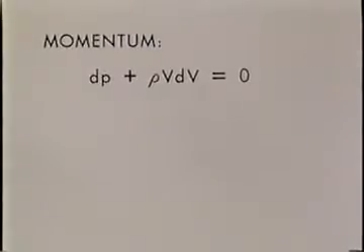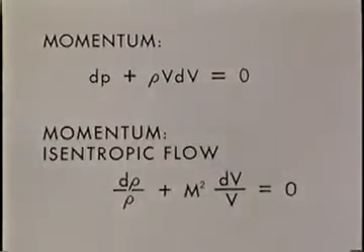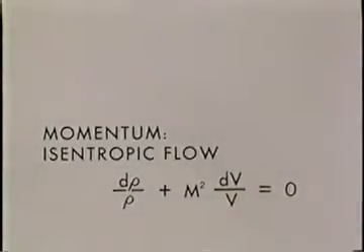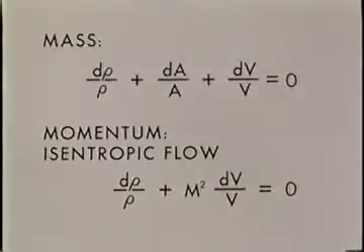Here is the same equation rewritten for the special case of reversible adiabatic flow. M is the Mach number, the ratio of the velocity of the fluid to the local speed of sound. For nearly parallel flow, we can also relate changes in density and velocity to changes in channel area by the one-dimensional continuity equation in differential form.